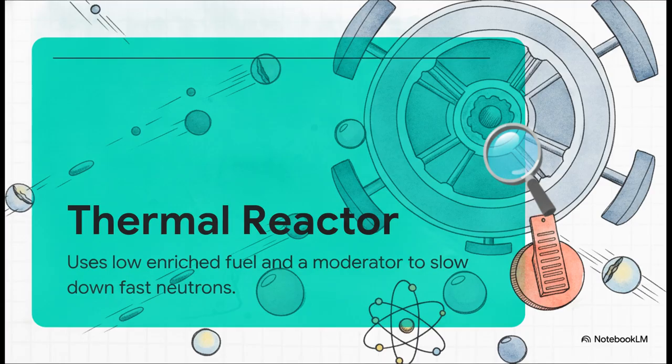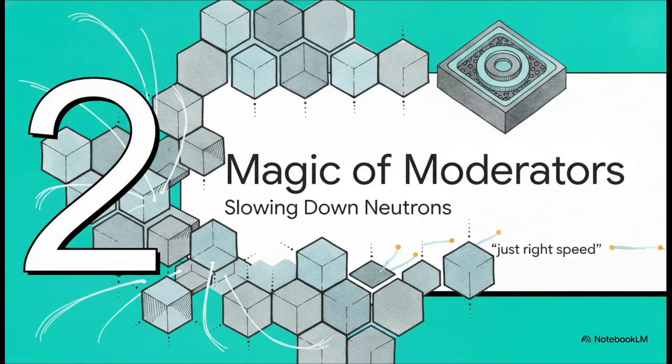See, when uranium atoms split, they eject neutrons at just absolutely incredible speeds. If they're moving too fast, they actually won't trigger the next atomic split. They just sort of fly right past the target. So we desperately need a way to hit the brakes on these neutrons so the chain reaction can actually sustain itself.